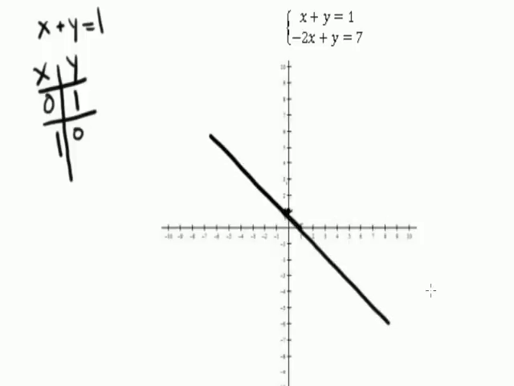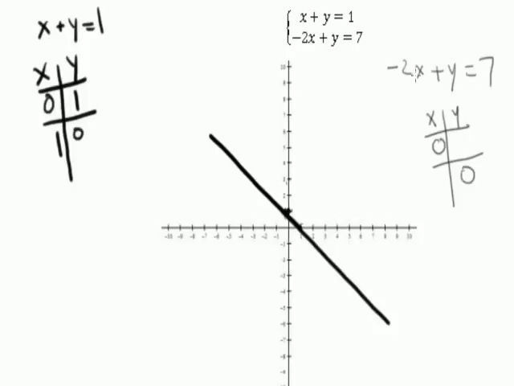I'm using my handy dandy little ruler here. I got a line that looks kind of like that. Alright. Looking at our next equation, negative 2x plus y equals 7. Same idea here. I'm going to find the x and the y intercept, plugging in 0 for x and 0 for y respectively.